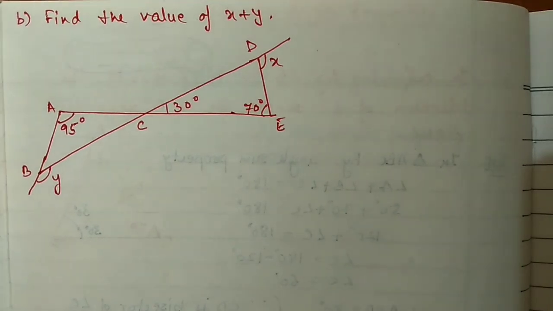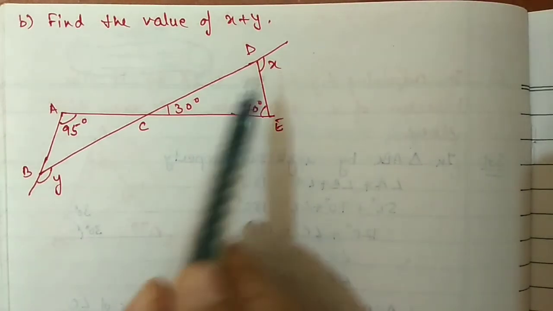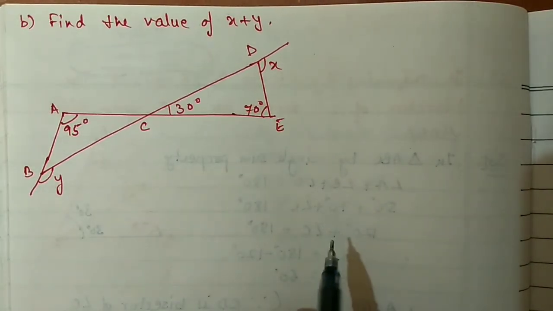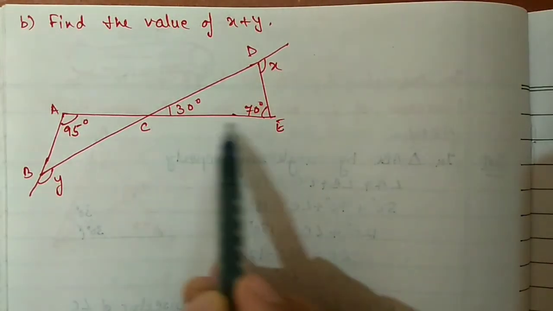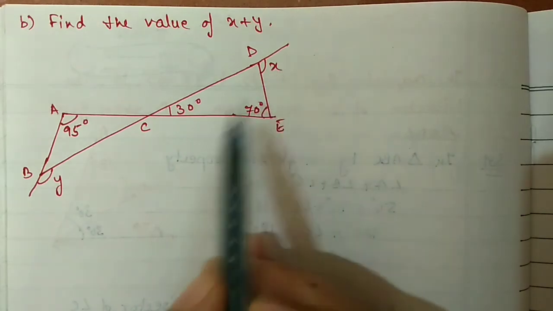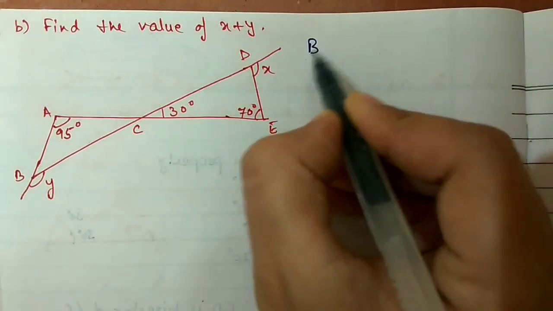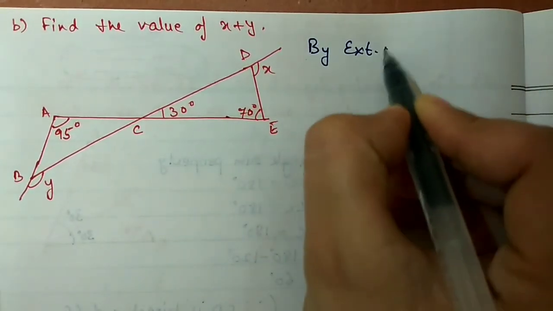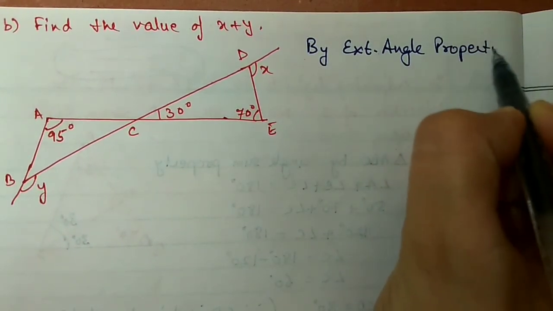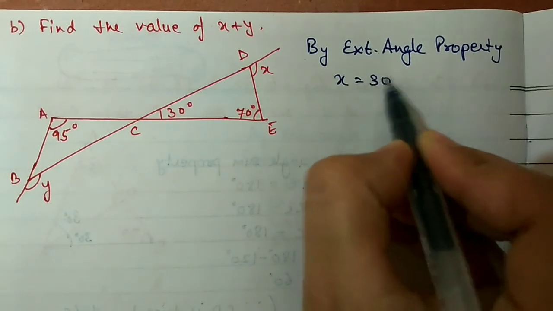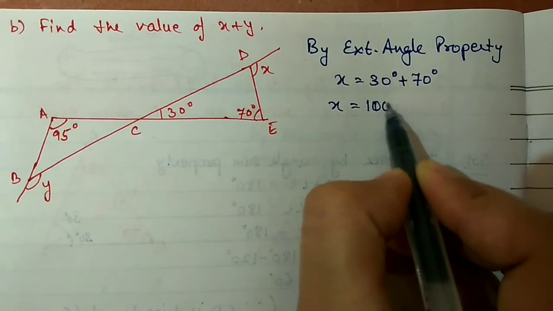Next, second part of question number 3. Find the value of x plus y. It means first we have to find out x and y and then we have to add these values. So first name this figure. After that you can see this triangle. In this triangle one exterior angle we have to find out and the two interior opposite angles are given. So by exterior angle property, the value of x will be 30 plus 70 degrees. So the x value we got here is 100 degrees.